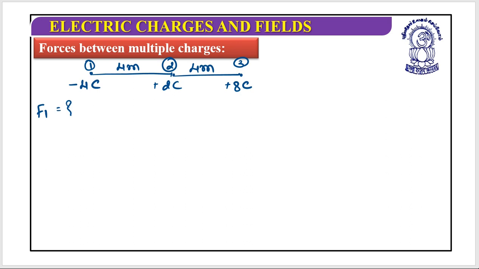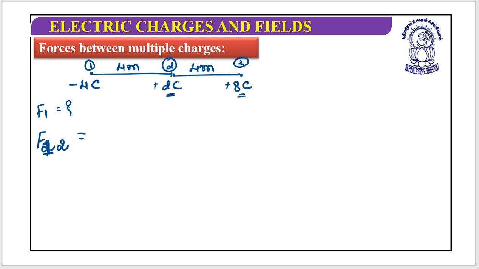What is it? So remember our first step. Our first step is to find out who all are applying a force on the first charge. So I must know that 2 coulomb will apply a force. How? According to Coulomb's law. Even 8 coulomb will apply a force according to Coulomb's law. So let us first find out the magnitude. This is the force applied on the first by the second.